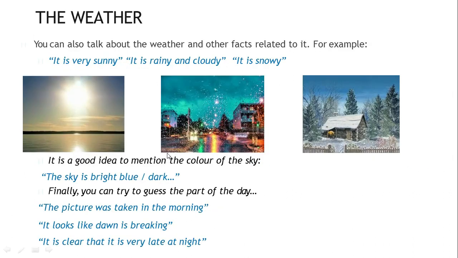Then you tell about the weather, what the weather is like. Either it is very sunny, rainy and cloudy, or snowy. It is a good idea to mention the color of the sky. For example, the sky is bright blue or dark in color.